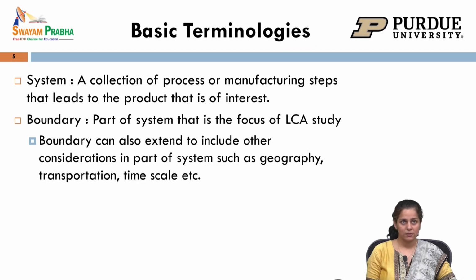System is technically defined as a collection of process or manufacturing steps that leads to the product that is of interest. So, all the processes, whether it is chemical, physical, or even the complex manufacturing process, they all can together form a set for the system that we study in LCA. So, when you think about any specific LCA, we think about the whole system, which is an assembly of all of the processes that are going into the manufacturing of that product.